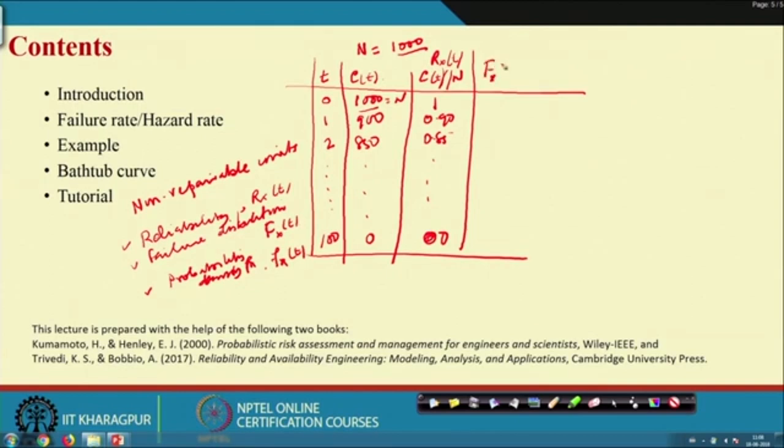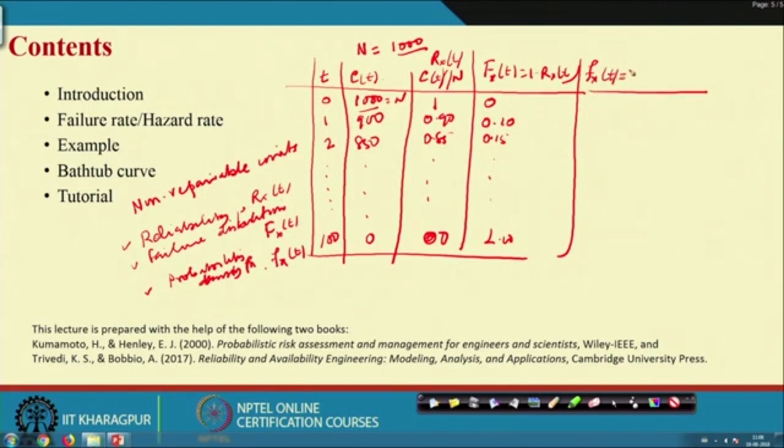Then we have seen F(t), which is basically 1 minus R(t). So 1 minus 1 will be 0, then 1 minus 0.9 is 0.10, 1 minus 0.85 is 0.15, like this, and finally it is 1.0. Then small f(t) is the number of units that fail in n(t plus delta) minus n(t), divided by n. If I consider these two, that means 100 units fail out of 1000 units, and in that manner you compute f(t). For the second time interval, you consider the difference between these two, and likewise for the third interval.